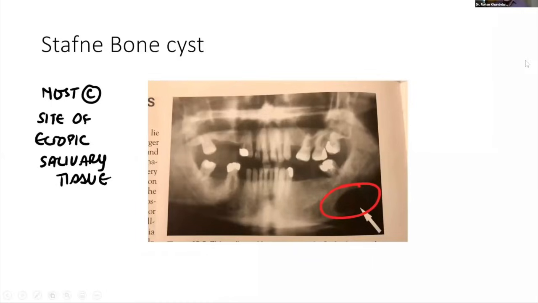This is another new table in Bailey. This is a Stafne bone cyst, which is the most common site of ectopic salivary tissue.